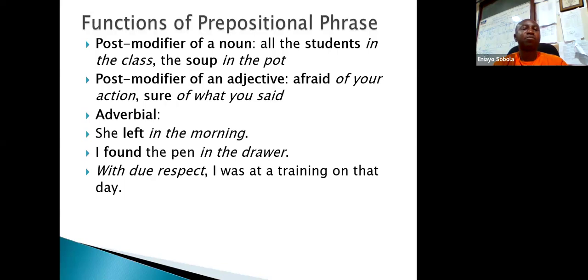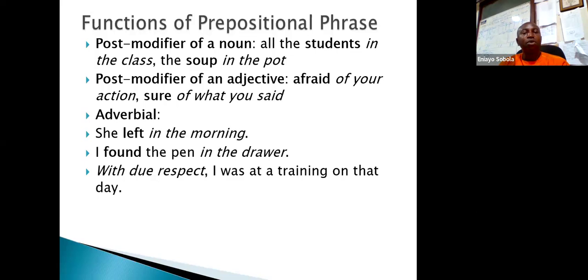The second function is that it can function as a post modifier of an adjective in an adjectival phrase. It can post modify an adjective. For example, afraid of your action. Of your action is a prepositional phrase, and that prepositional phrase post modifies the adjective afraid in order to create an adjectival phrase, afraid of your action.